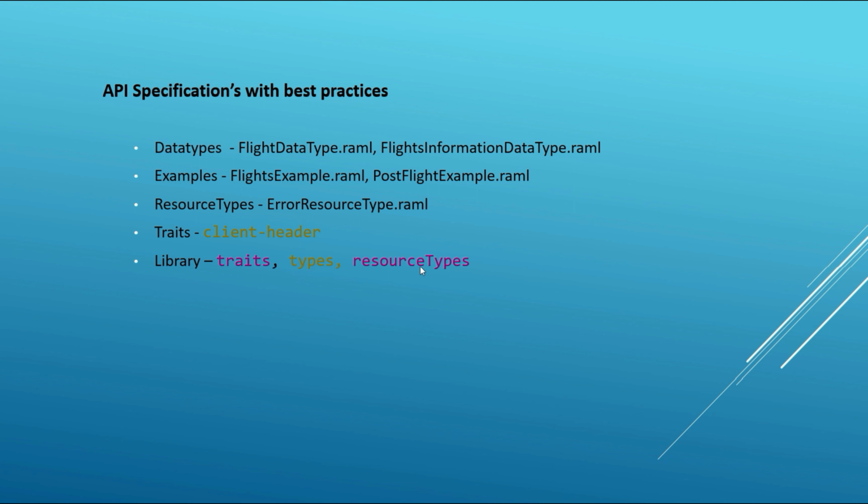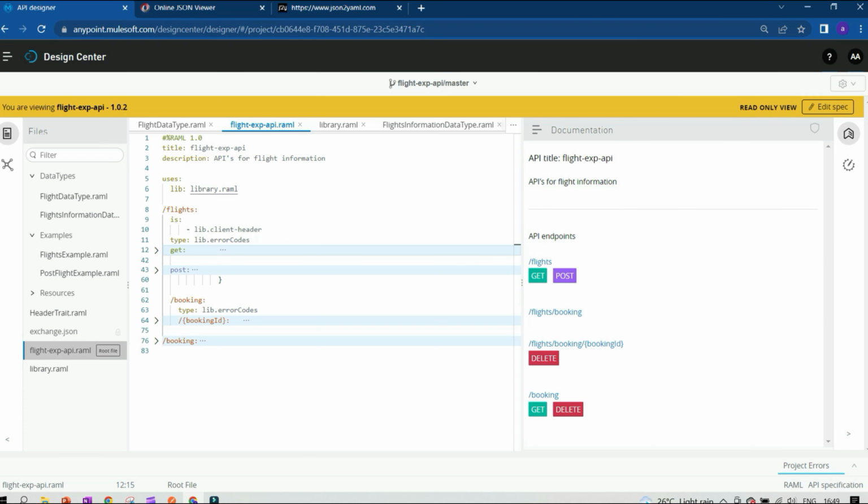And we have seen how to create a library and add all the details of the types, resource types and traits, so that through the library we have used it in the root file. This way we have optimized the API specification. Previously we had 200 plus lines, and we have reduced it to 76.